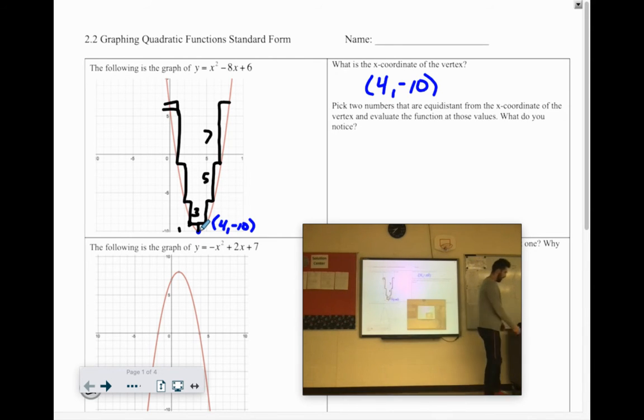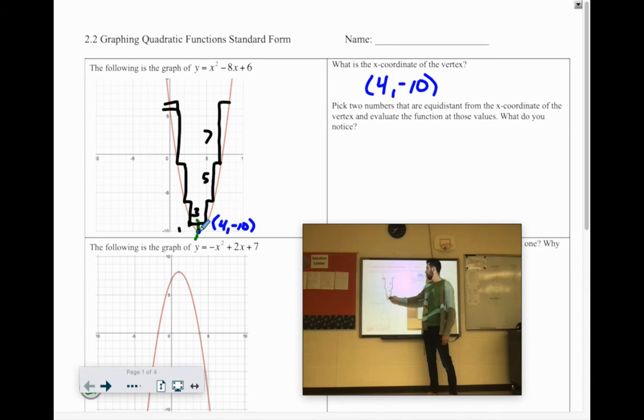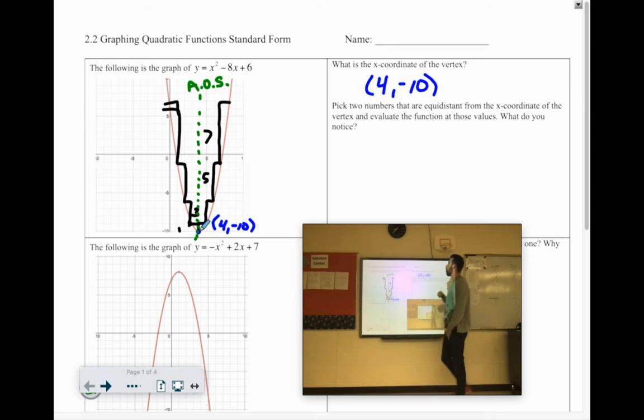They're the same distance from the center, and that's because the center of this graph, the vertex, remember, splits it at the axis of symmetry, the AOS. All right, cool.